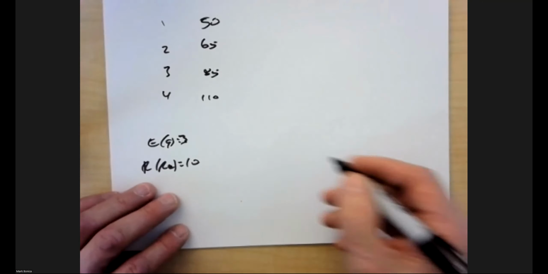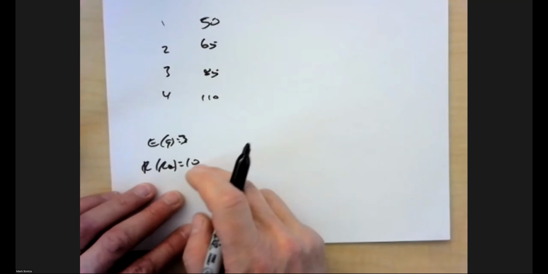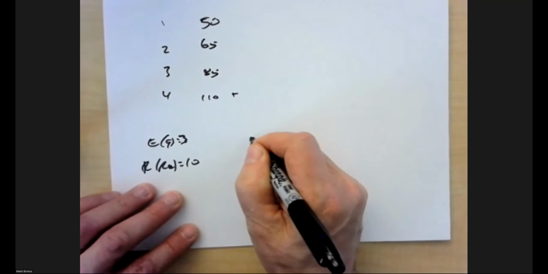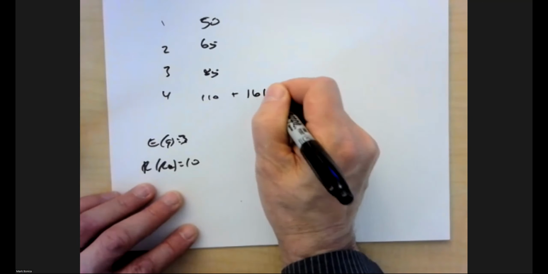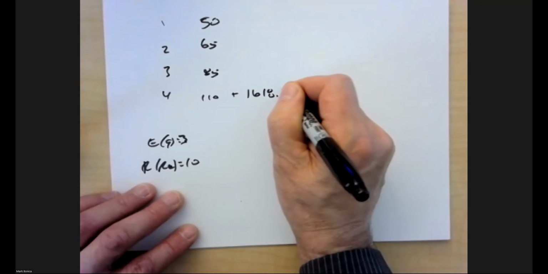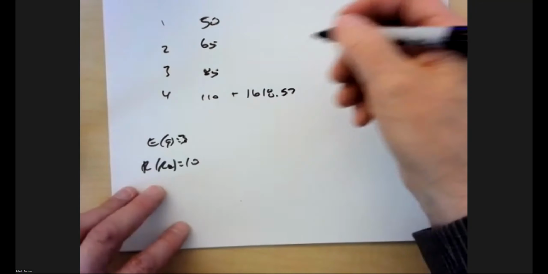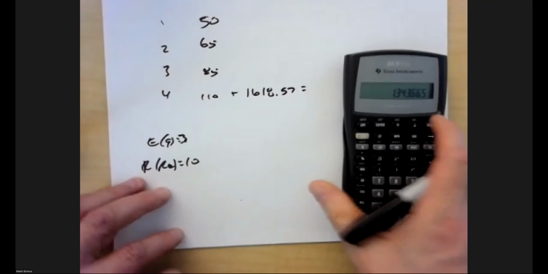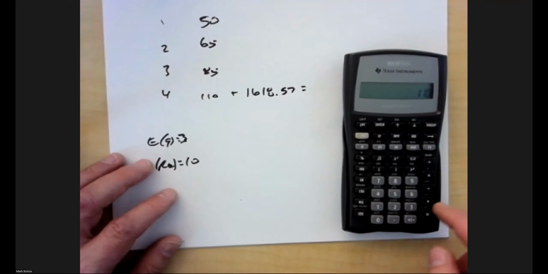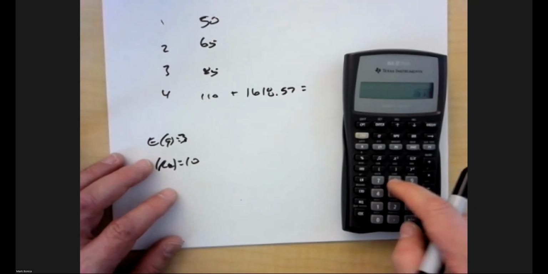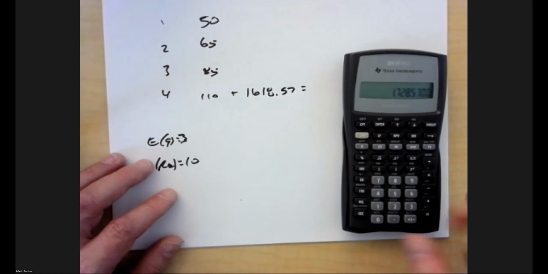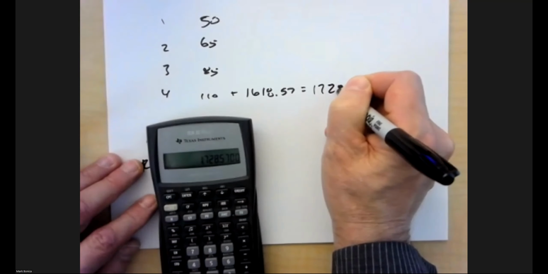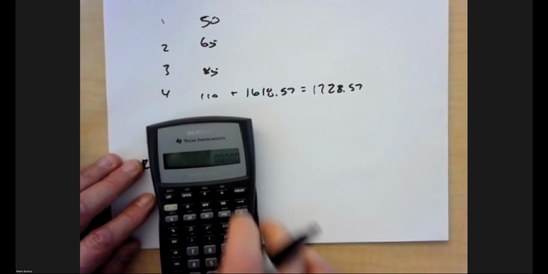So what I can do is just add these 2 together to start with. My terminal value again is that 1618.57. We just did it. So now I can say, all right, the 4 values that I have are 50, 65, 85, and 110 plus 1618.57, which is 1728.57.